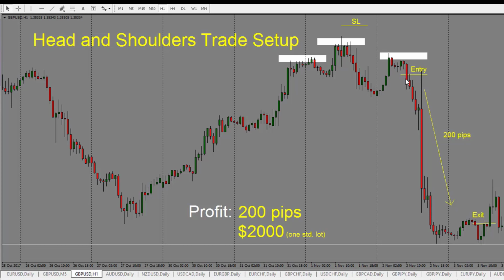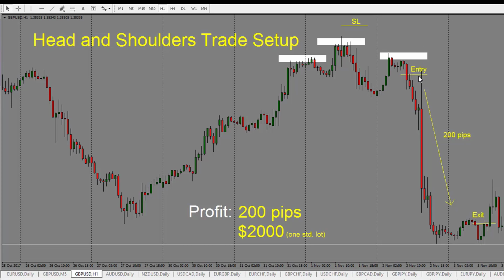Once this candle closes, we can look for a bit of a pullback, or we can take an entry right on the close of this candle. So this is where our entry would be. The stop loss would go above the head here. We want to make sure we give the trade some room to breathe, just in case price decides to go and test this level once again.